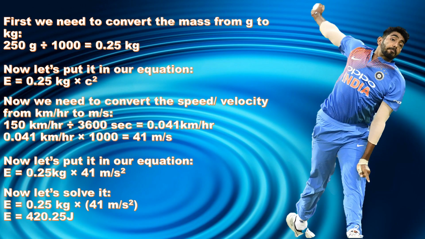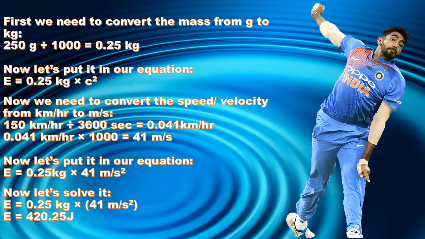First, we need to convert the mass from grams to kilograms. 250 grams divided by 1000 is equal to 0.25 kilograms. Now let's put it in our equation. E equals 0.25 kilograms into c squared.